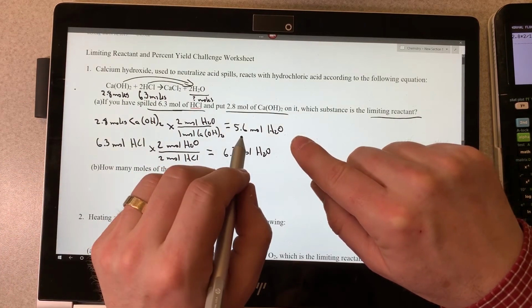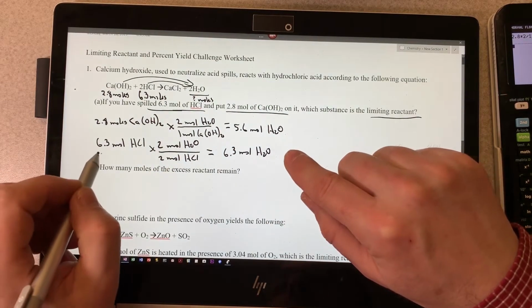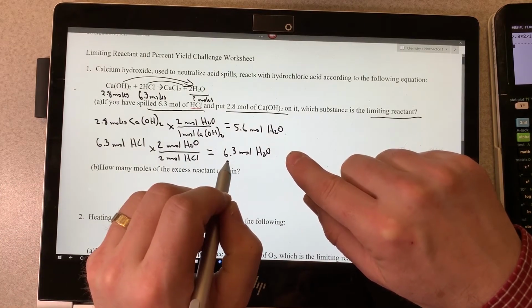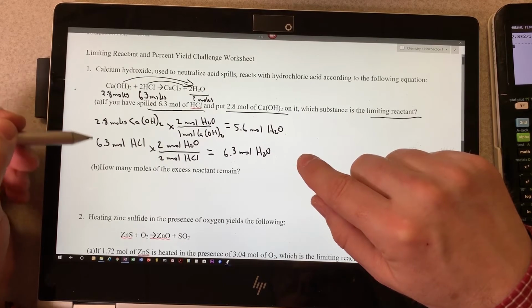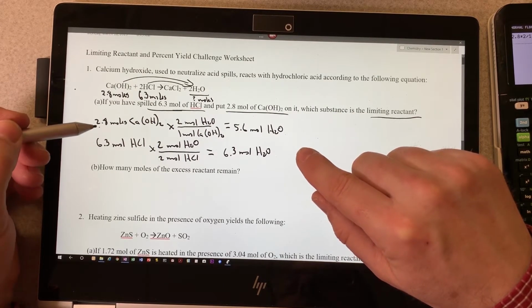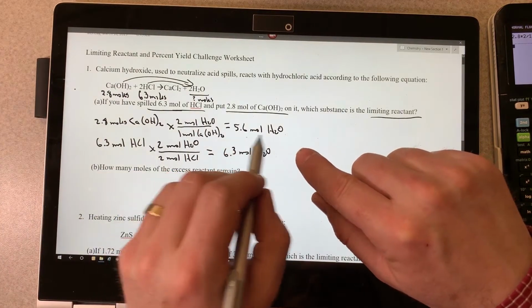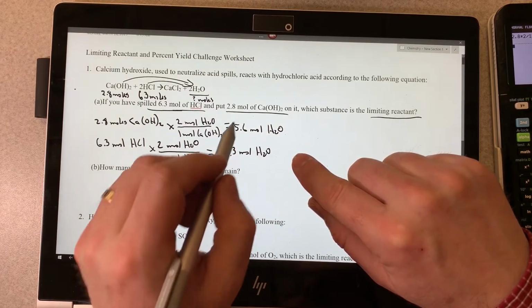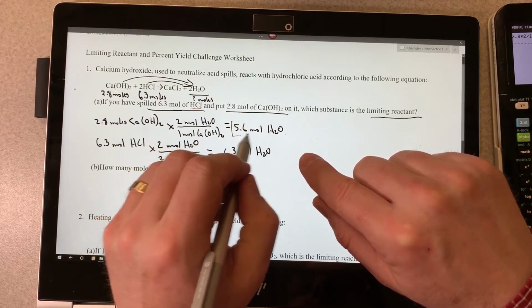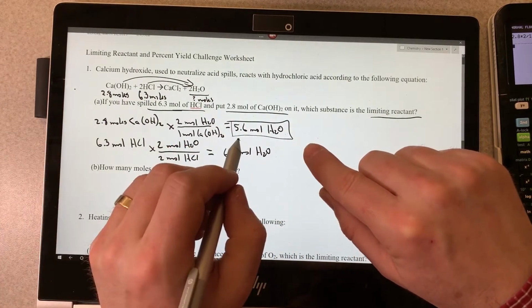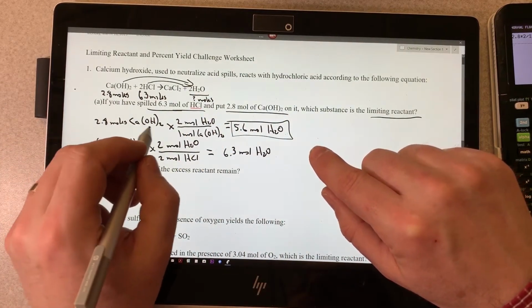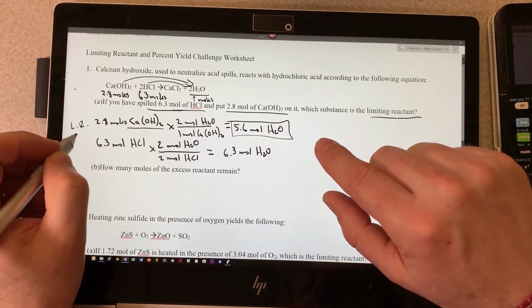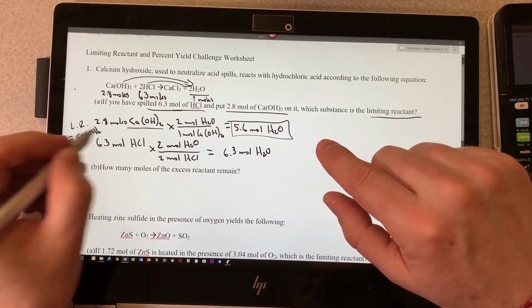So what this tells me is that if all 2.8 moles of calcium hydroxide react according to this equation, it's going to make 5.6 moles of water. If all of my HCl reacts according to this equation, I'm going to get 6.3 moles of water. Well, since I'm reacting these with each other, the calcium hydroxide will run out after I've made 5.6 moles of water, even though I have enough HCl to make this much water. So this lower value tells me that that's all I can make, and that the reactant that gave me that is my limiting reactant. So my limiting reactant is calcium hydroxide.